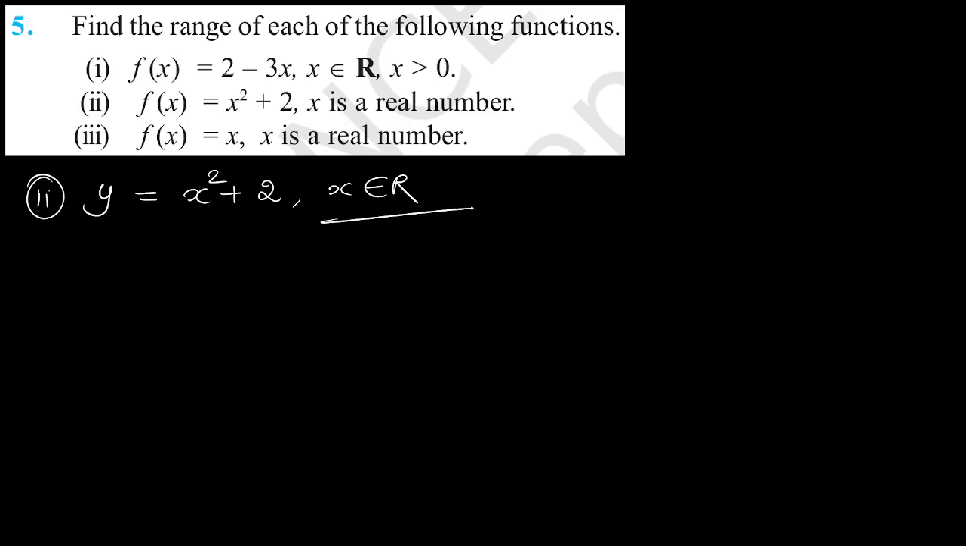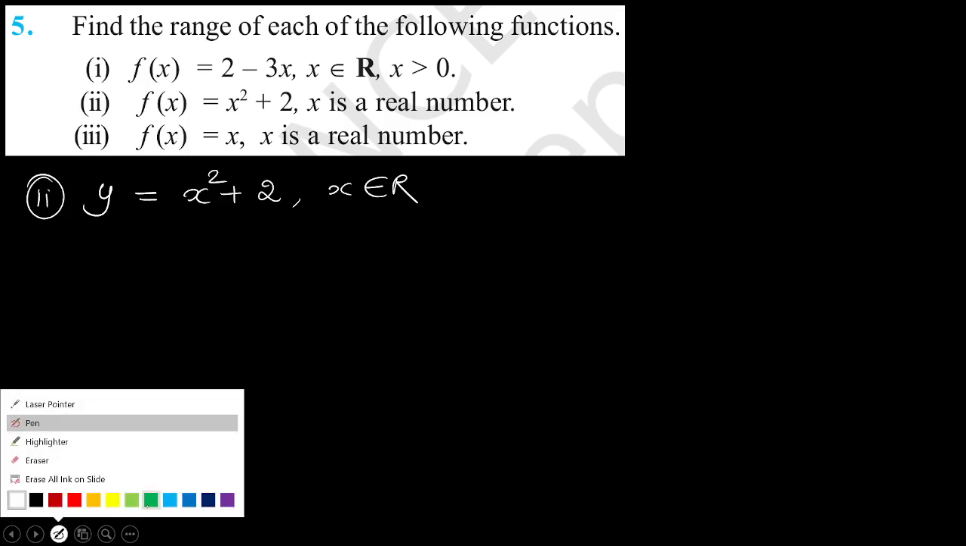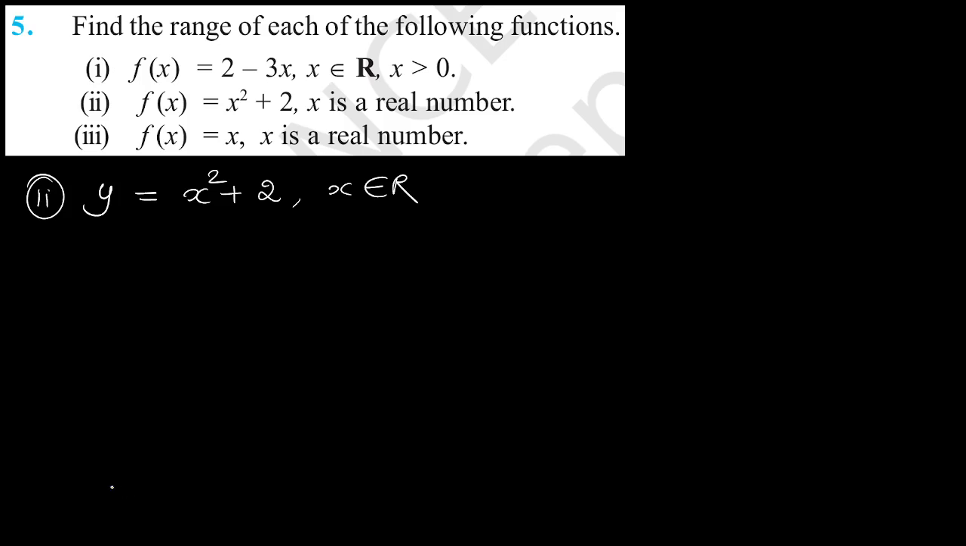The domain is already mentioned in the question: real numbers. I want the range. The possible values of y are said to be the range. To find the range, the general technique is to convert the equation into x equal to form or x square equal to form, either of them. Let me take this 2 to the other side. We get x square equal to y minus 2.